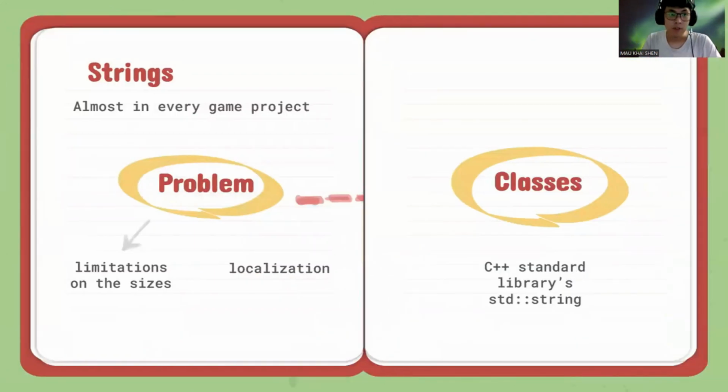All right. Strings exist in almost every game project. However, there are some small problems when using strings, which are the limitation on sizes and also localization. Also, when using strings, we need to use classes, which import the library of std string. If not, the programmer might need to use an array of characters.